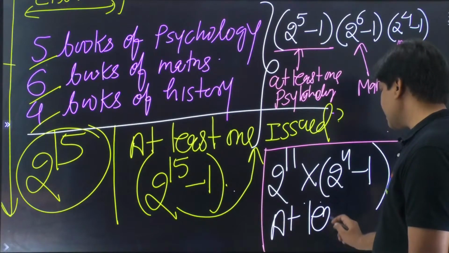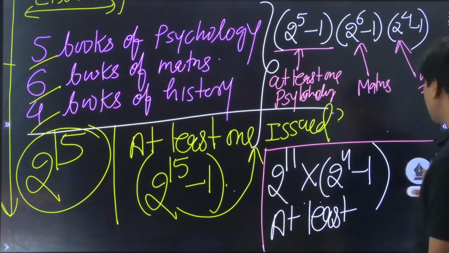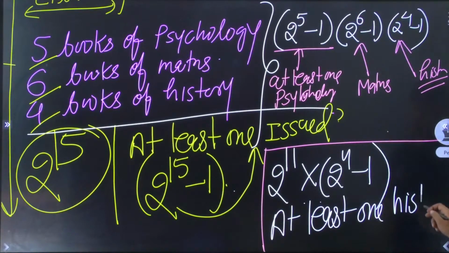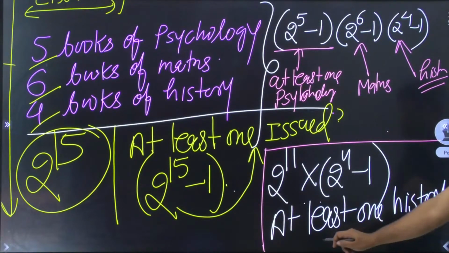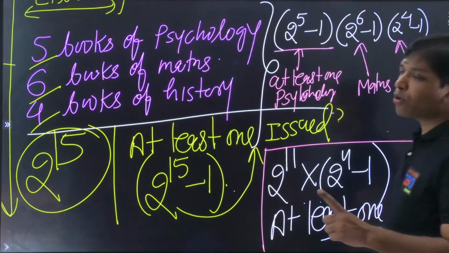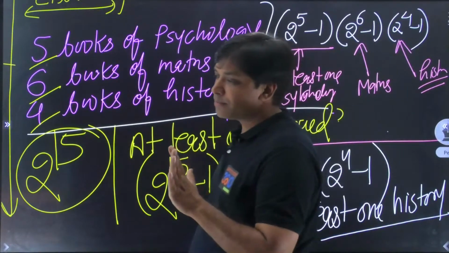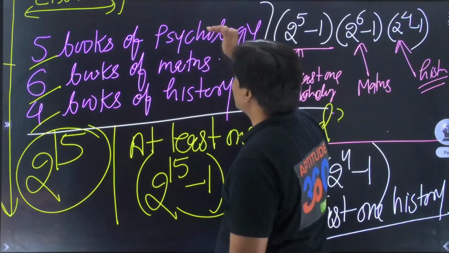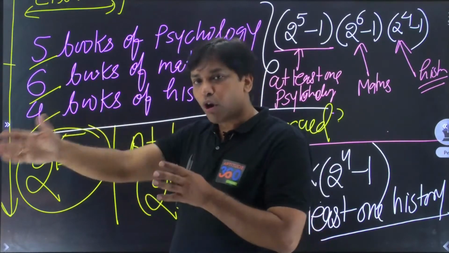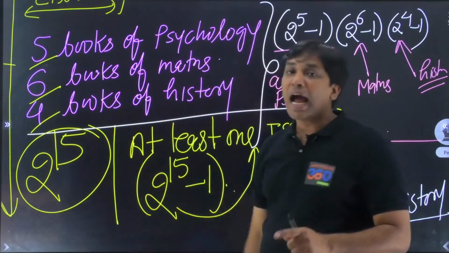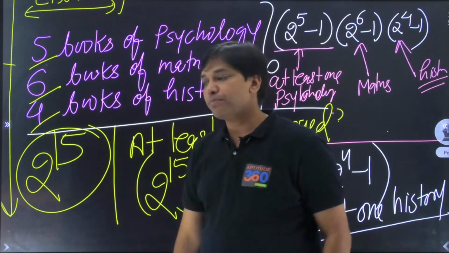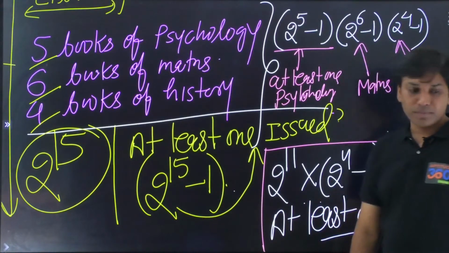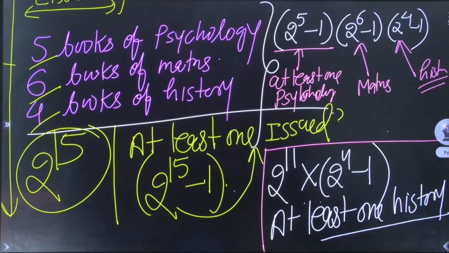At least one history. That is it. Nothing else. History की सिर्फ एक book, at least one book from history, and rest we do not know. It can be for psychology and maths, it can be none to all, but for history at least one book is going to be issued. Does this make sense to you? Are we understanding this thing?